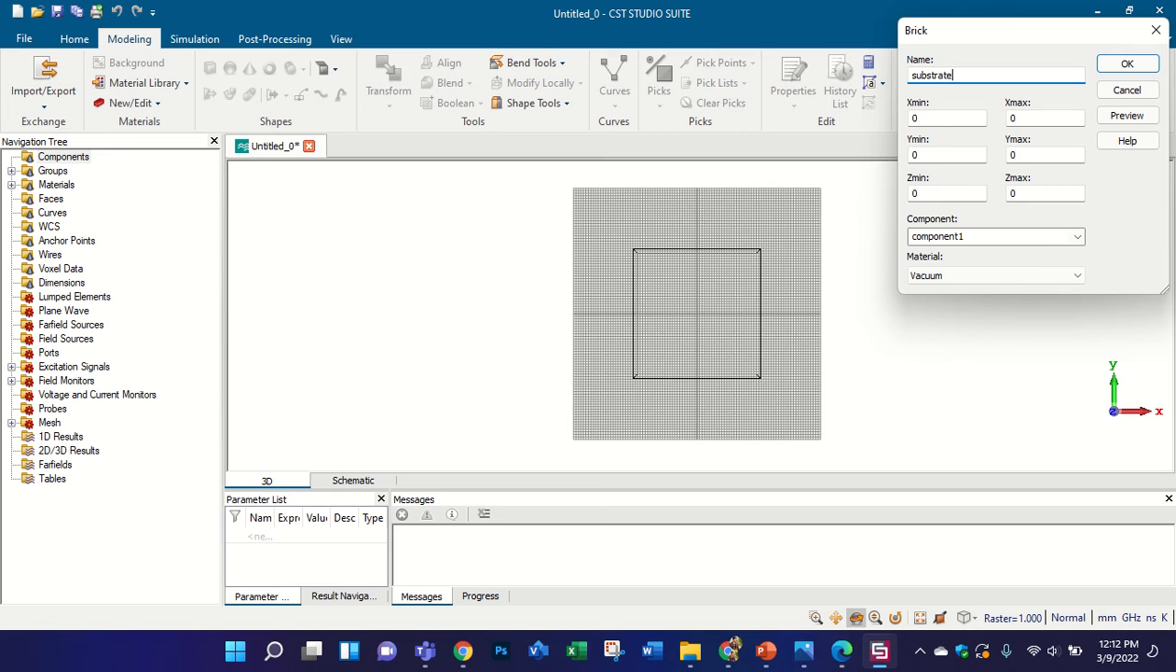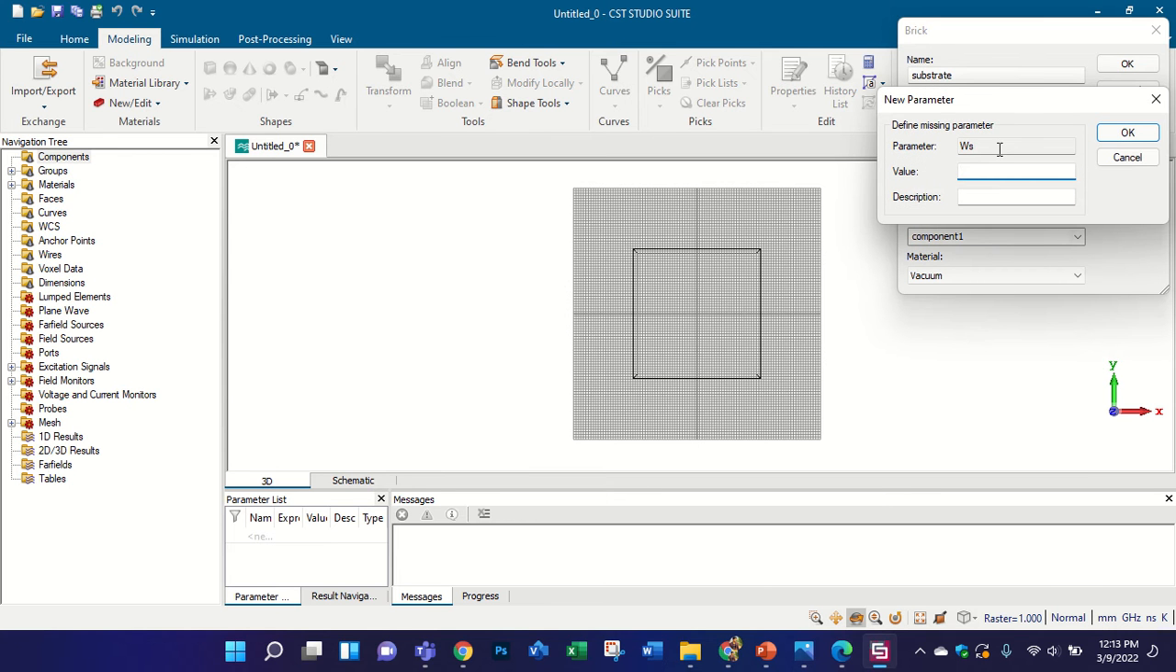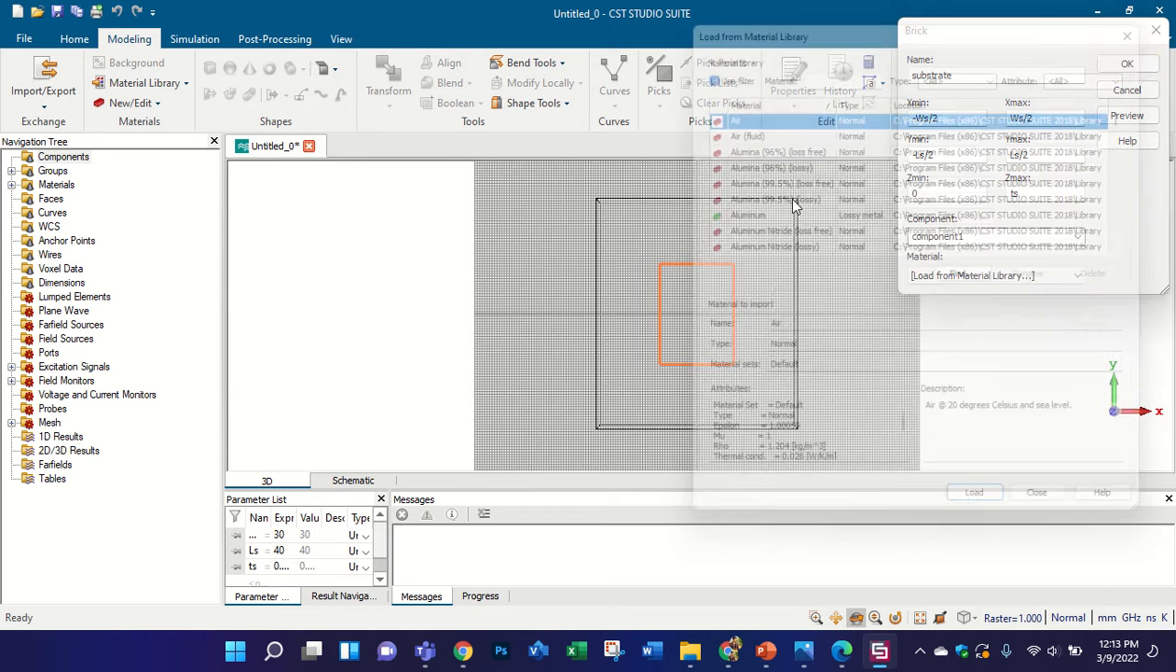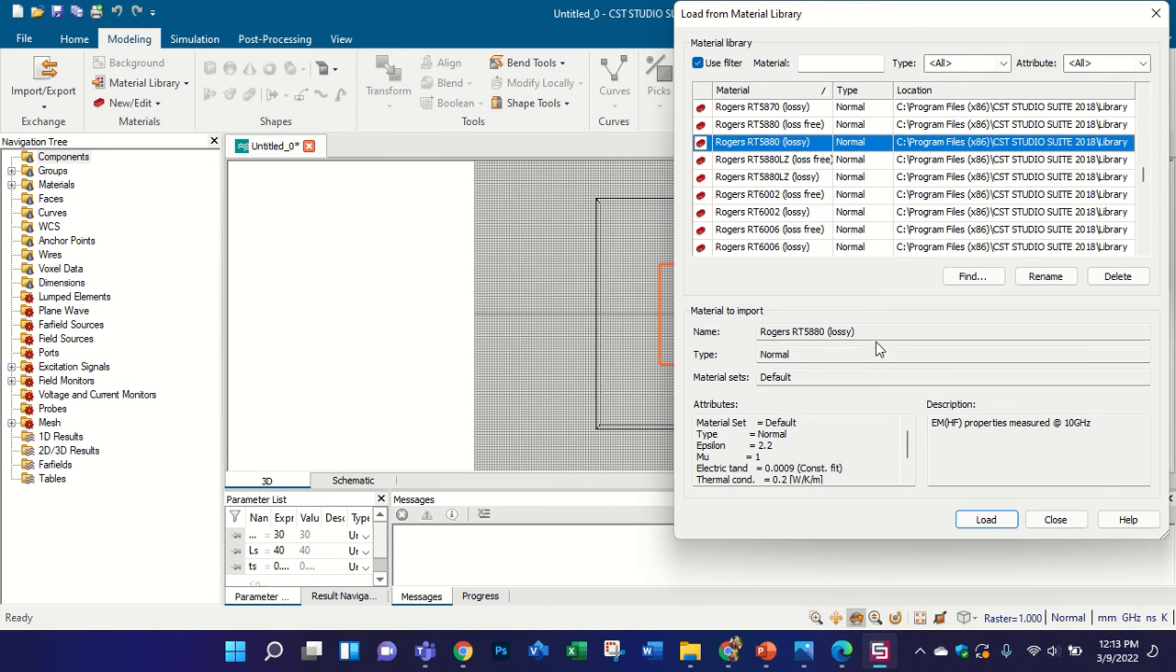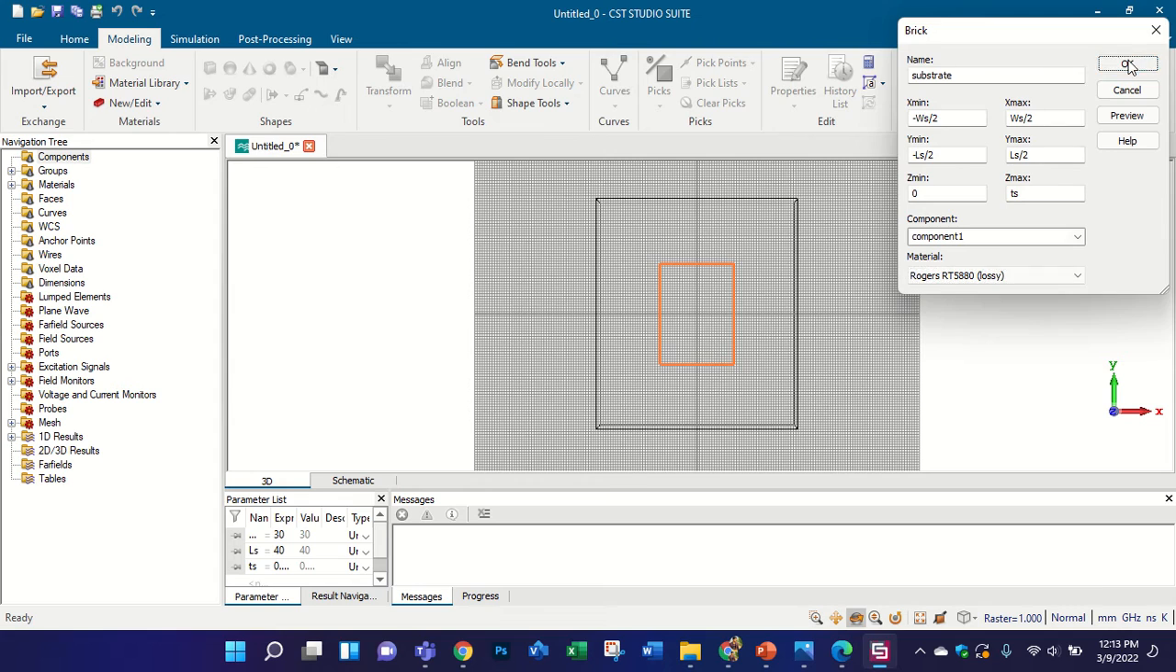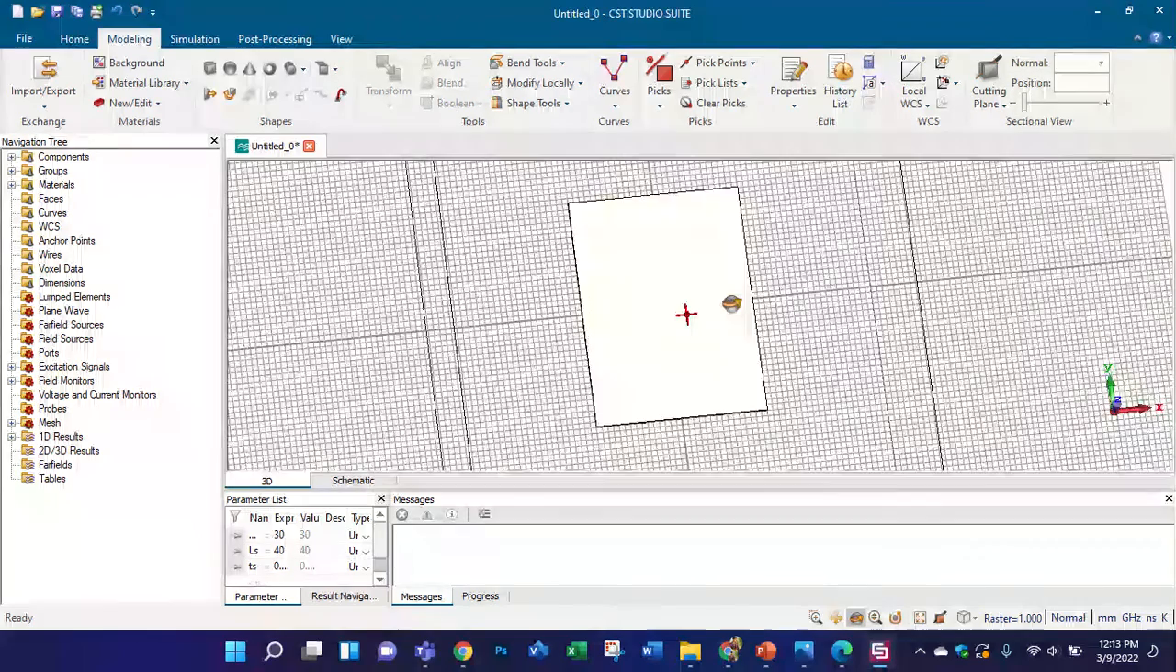Okay, let's start with the substrate first, okay. We have a substrate, and for an antenna array, if you are going to design for millimeter wave, then you can use Rogers 5880, okay. Because you can also add the bending analysis of the antenna, okay. I am taking the thickness 0.508, okay. Rogers 5880. Okay, this is the substrate, okay.